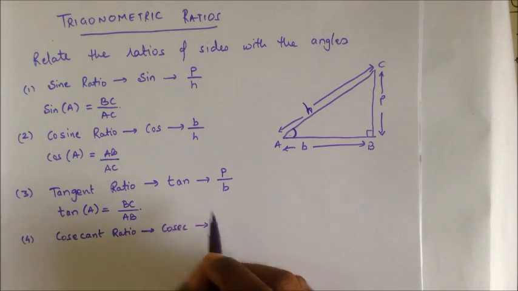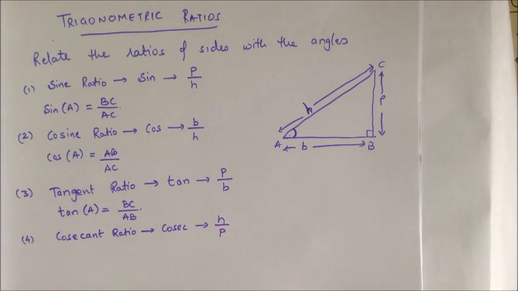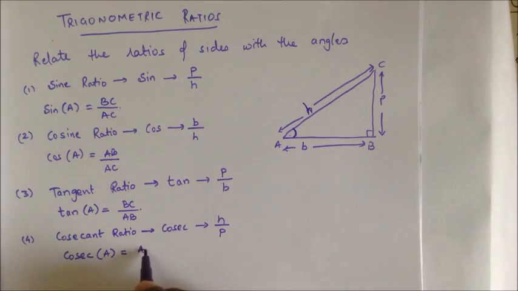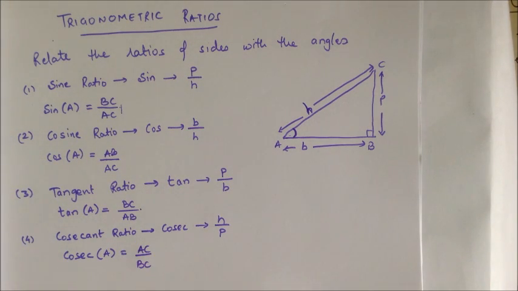It is the reciprocal of sine, hence it is hypotenuse upon perpendicular. Therefore, cosec of A would be written as the hypotenuse, which is AC, and the perpendicular, which is BC. So we can see it is the reciprocal of sine.